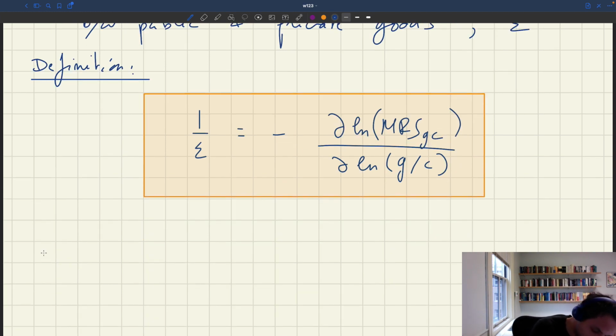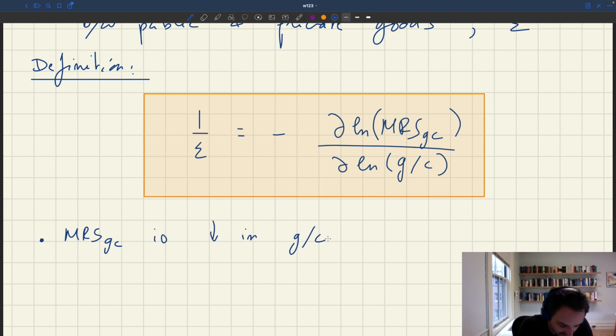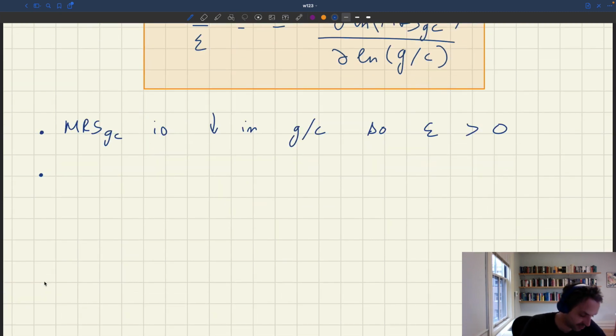So what are the properties of our elasticity of substitution? We know that the marginal rate of substitution between public and private consumption is decreasing in the ratio between public and private goods. So d log MRS_GC divided by d log G over C is going to be negative, but there is a minus. So we know that epsilon, the elasticity of substitution, will be strictly positive. Now, a couple of cases that we can have. We'll have 3 different cases.